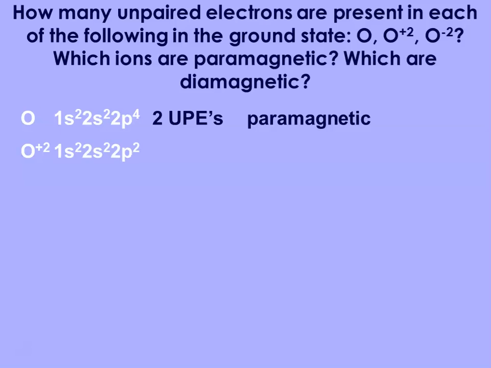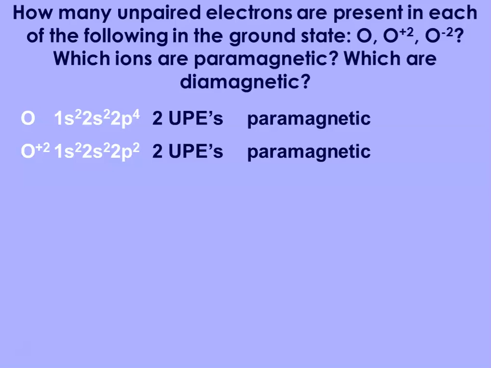With O plus 2, you're losing 2 of the electrons that oxygen normally has. You would be down to 6. So you would have 2 in 1s, 2 in 2s, and 2 in 2p. Remember, each of the p orbitals can take an electron before they pair up. So you would have 2 unpaired electrons in this particular example as well, and it too would be paramagnetic.